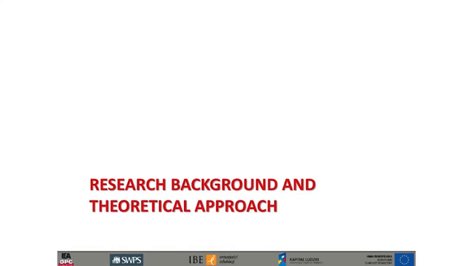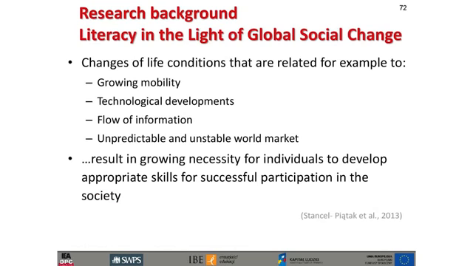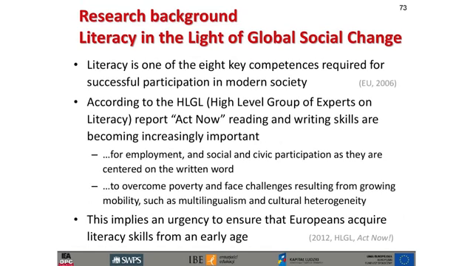So the research background and the theoretical approach. We have to deal with changes of life conditions that are related, for example, to growing mobility, technological developments, flow of information, or unstable world market. As a result, there is the growing necessity for individuals to develop appropriate skills for successful participation in the society. So literacy is one of the 8 key competences required for successful participation in modern society. And this is defined by the EU Commission.